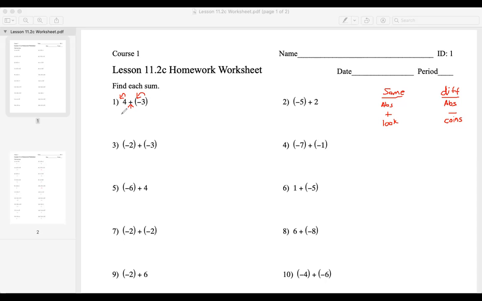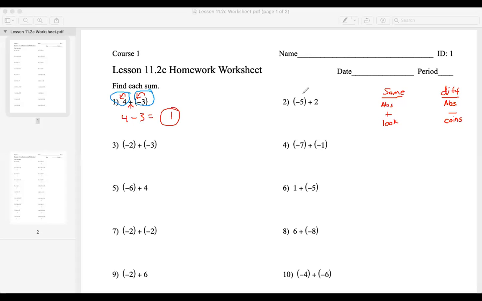So the different row says take the absolute value of both numbers. That was 4 and 3. And subtract them, big minus small. 4 minus 3 is 1. We go back and we say, do we have more positive coins or more negative coins? What I'm saying is I'm going back to the original two numbers, a 4 and a negative 3. I know that's a little messy there. We have more positive coins, so the answer is, in fact, positive 1.